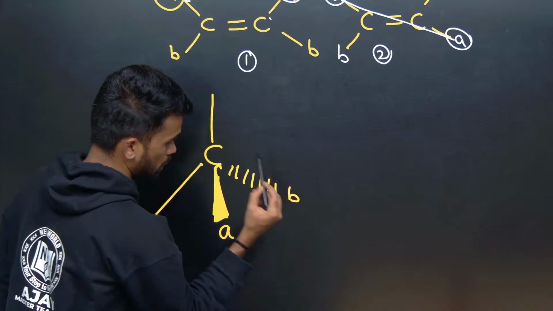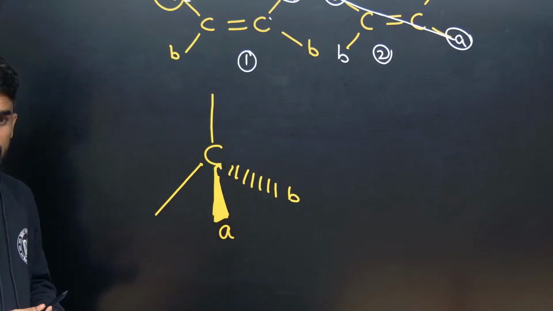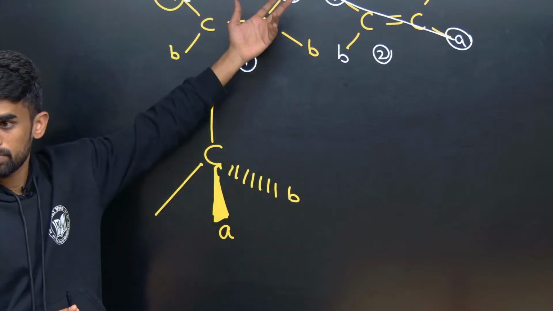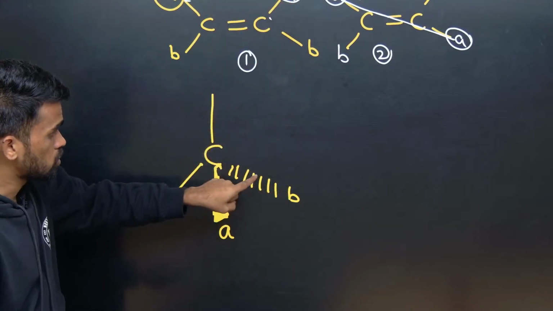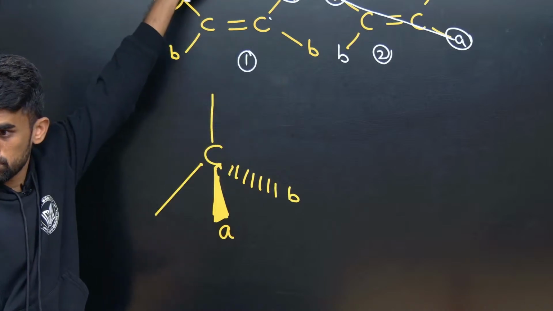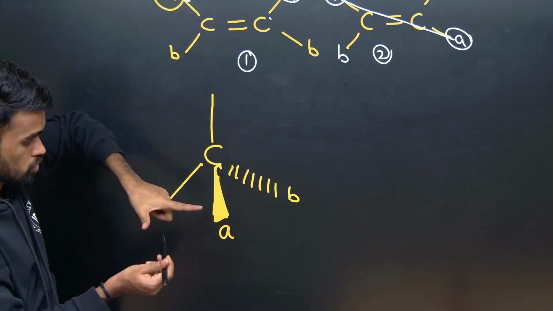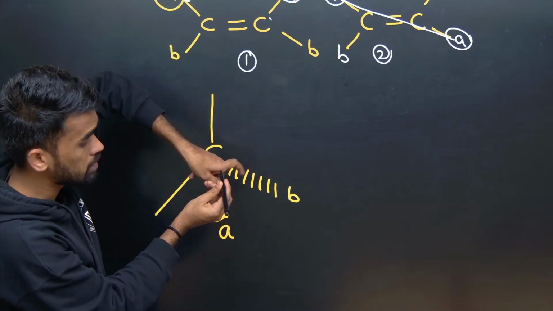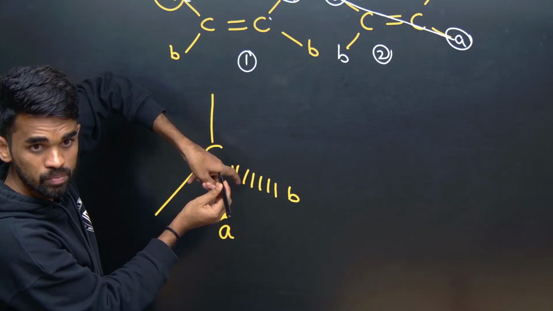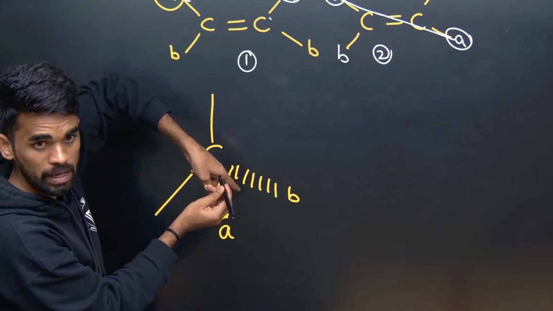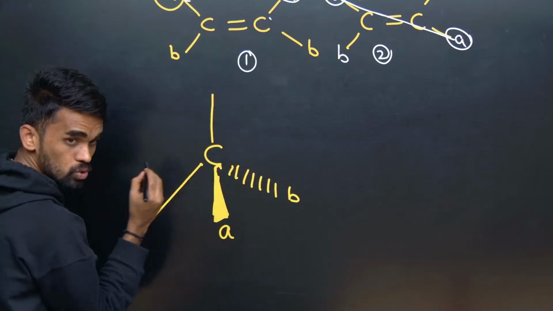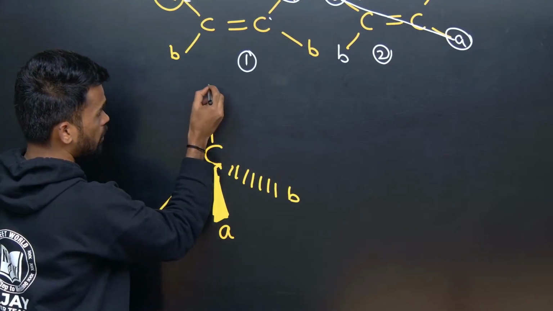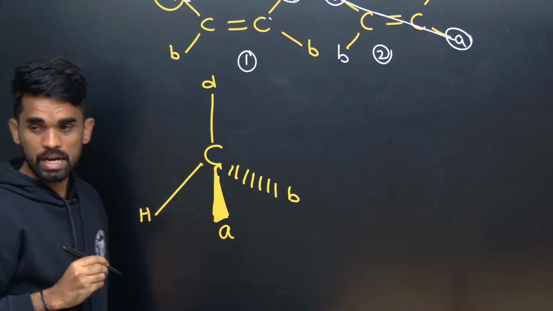I am writing B. What is it indicating? This bond is away from you, or below the plane I can say. If this is a plane, this bond is on the back side of this board. Is that clear? This black pen is towards you and this index finger is away from you, that is below the plane. Now I am writing 2 more atoms. Here I am writing hydrogen, and here I am putting one element D.